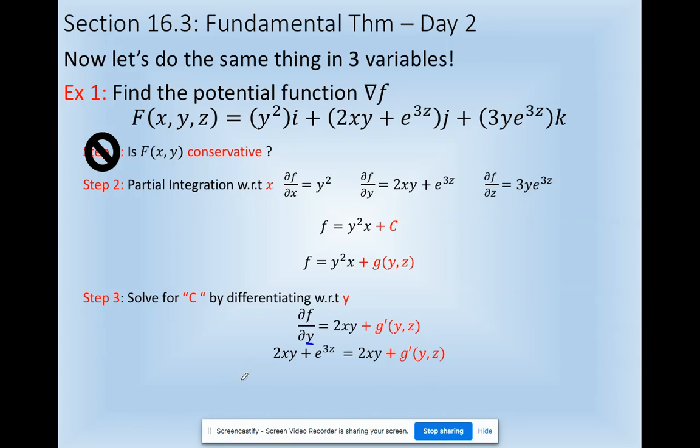But notice this magic. And again, this is the same as what happened before. Here is the partial f, partial y, just substituting. If partial f, partial y is equal to 2xy plus g prime of y, z, then partial f, partial y must be equal to 2xy plus g prime of y, z. And notice what happens. Bye-bye.